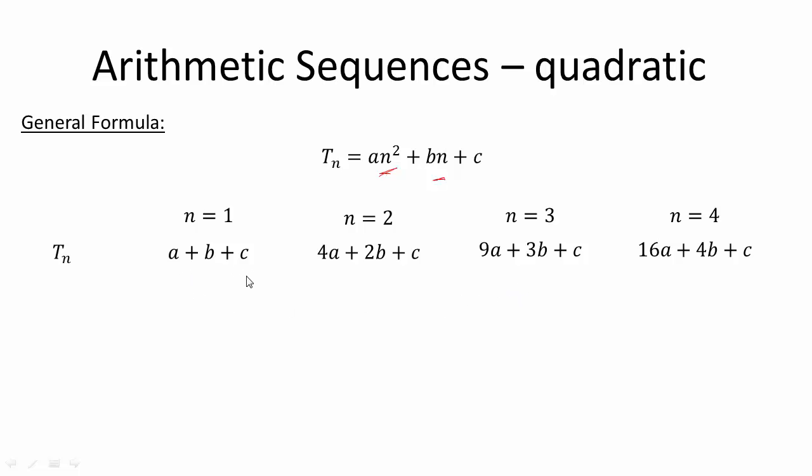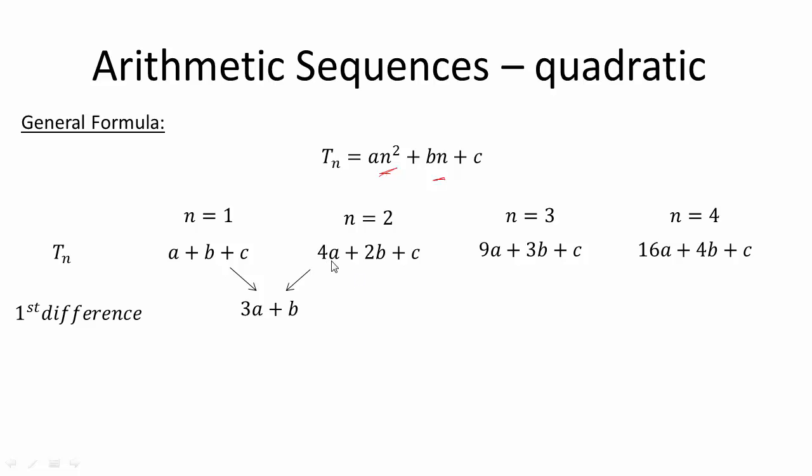Right? Now let's check the first difference of this sequence. Now we know that if the first difference is constant, like we had previously, then this will be a linear arithmetic sequence. But let's check that first difference. So to do that, we go 4a minus a, and that gives us 3a. 2b minus b is just b, and c minus c cancels each other out. Now let's check the next one.